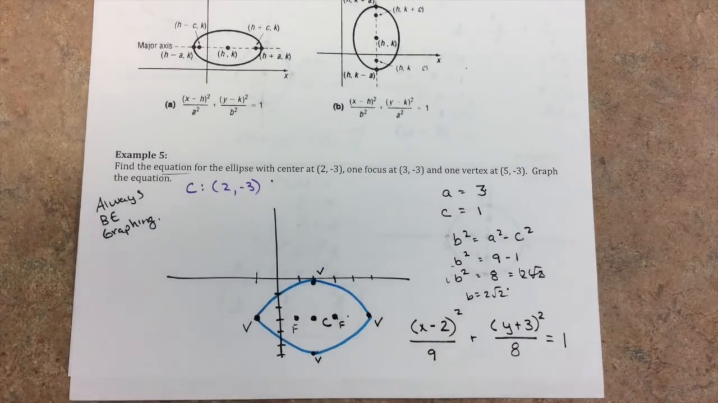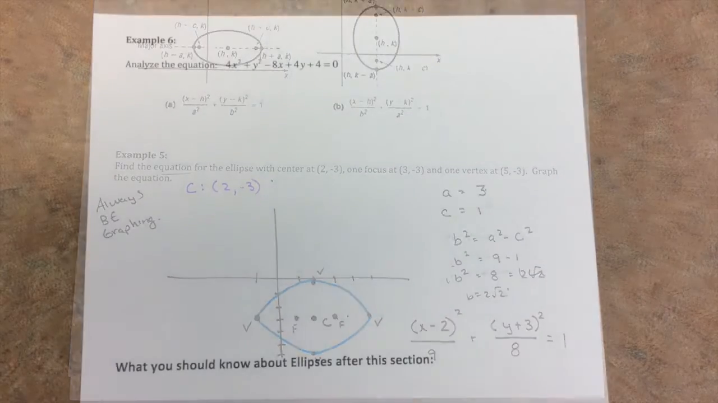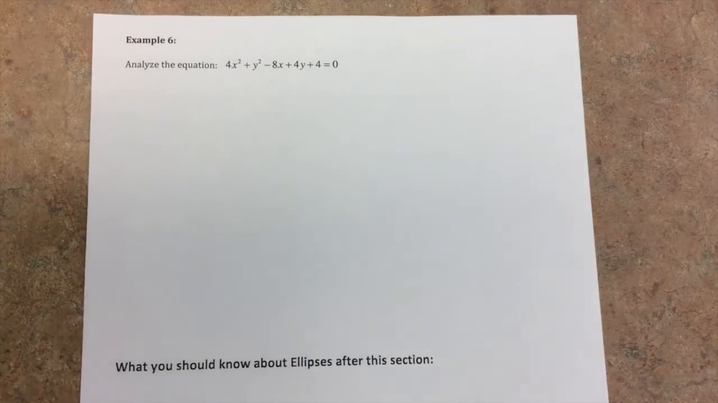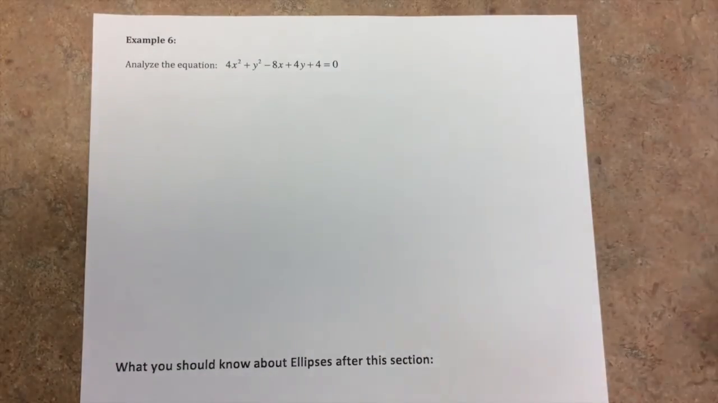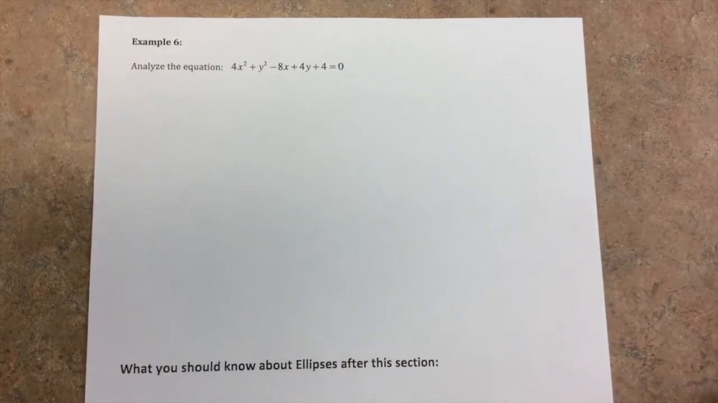A few more, and then we are all done with ellipses. Sorry, I misspoke. I meant we have one more, and then we're done with ellipses. So again, analyze the graph, only this time it's a little more messy because we have to do completing the square twice. So it's nothing more that we can't do, we just got to get to it.